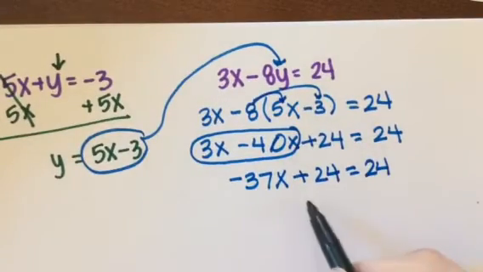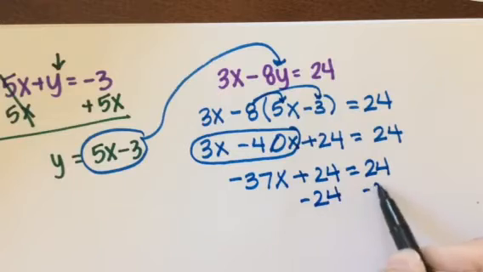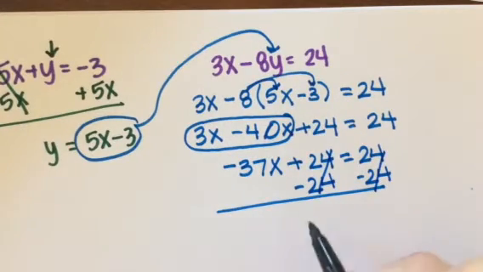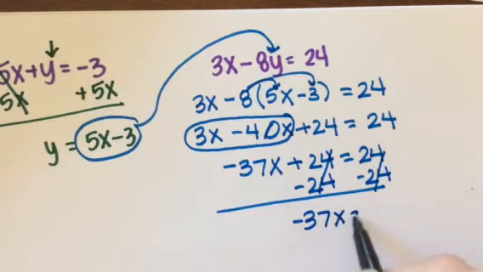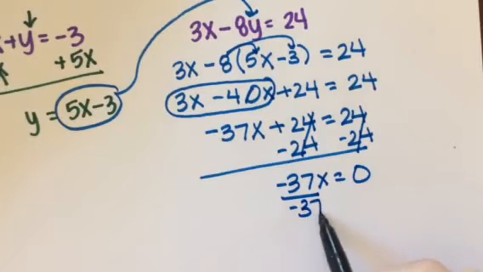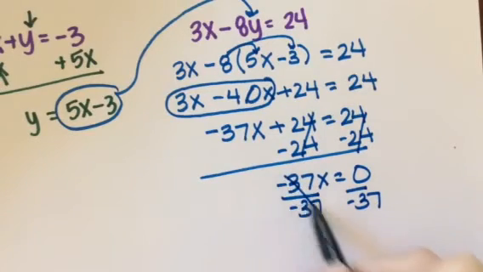Now we're solving for our x, so get rid of this 24, and you're going to notice they're actually going to cancel out in both. So that means you have -37x equals nothing. It just equals 0. When you divide by -37, your answer is just going to be 0.